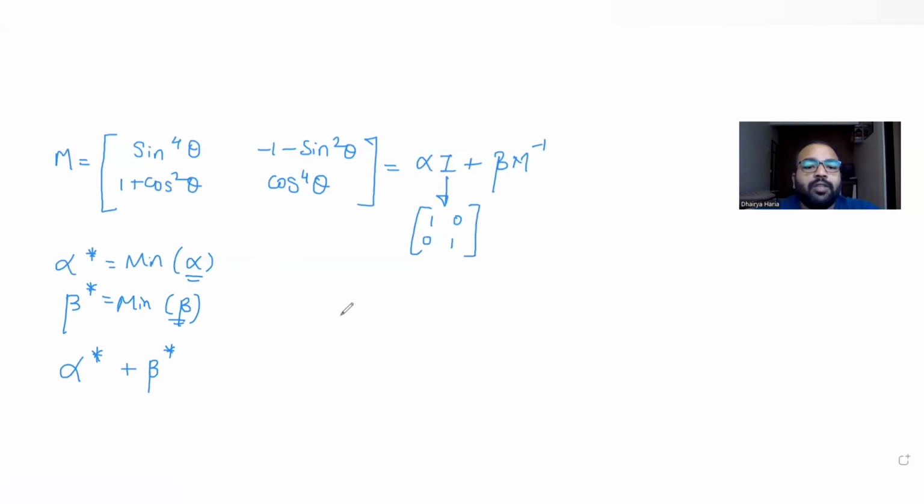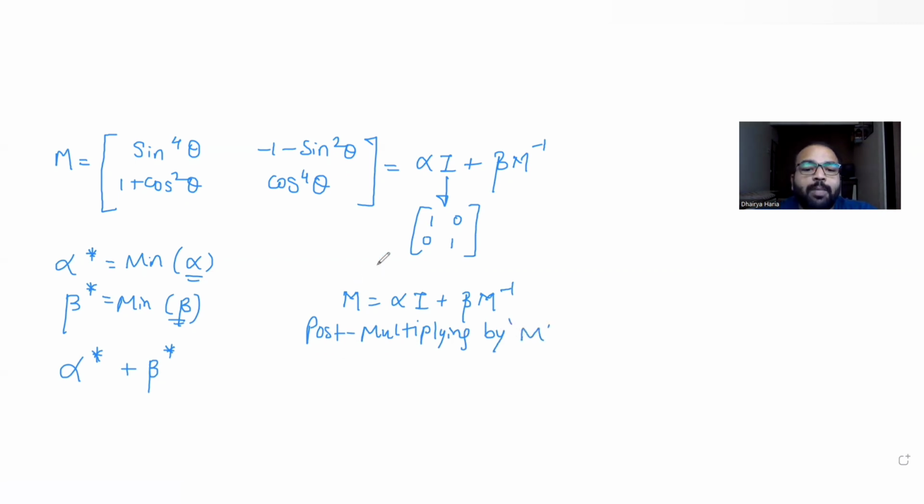Starting with the solution, it is given that M is alpha into I plus beta into M inverse. The matrix M is very lengthy, so we don't need to find the determinant and everything. We do not need to find M inverse for this. What I'll do is post multiply all the sides by matrix M again.